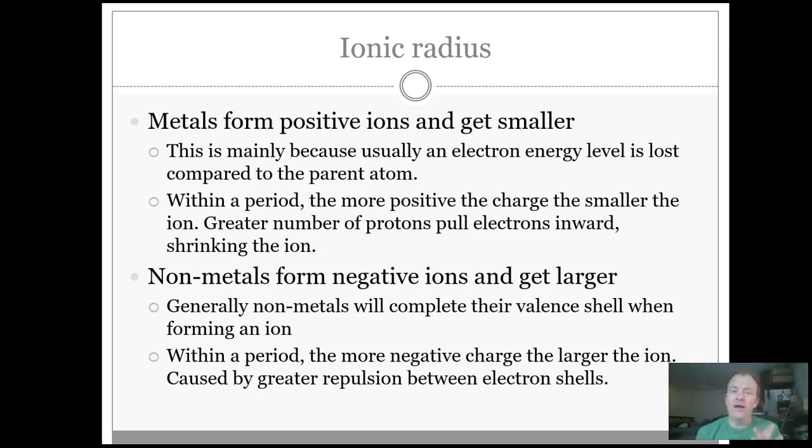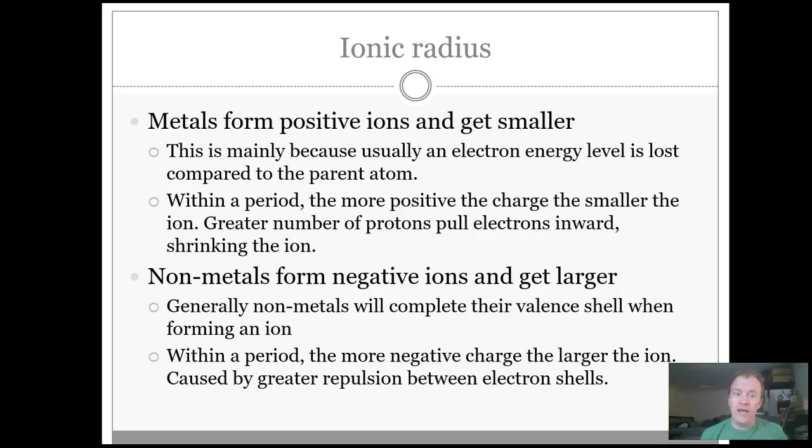So don't mix that up with atomic radius. Atomic radius is uncharged atoms. Now we're talking about the radius of ions and what effect that has. So basically, metals are going to form positive ions. They're going to lose electrons. They're going to get smaller when they do that.